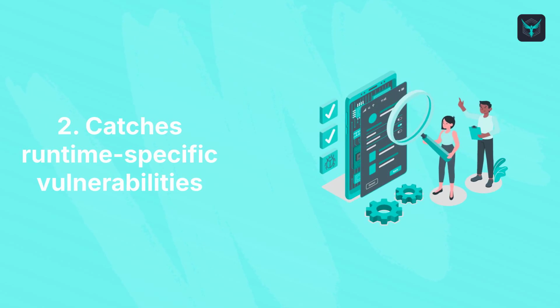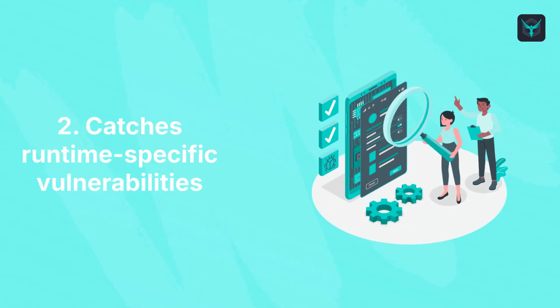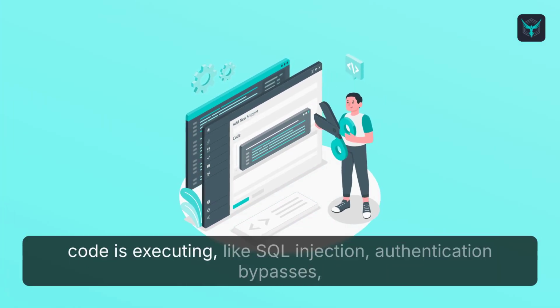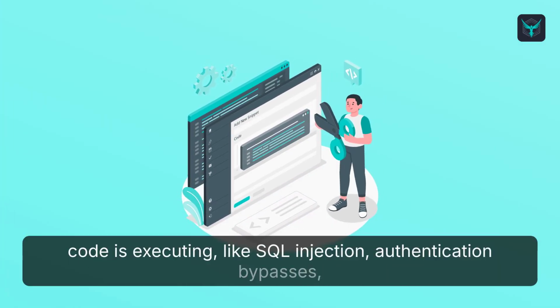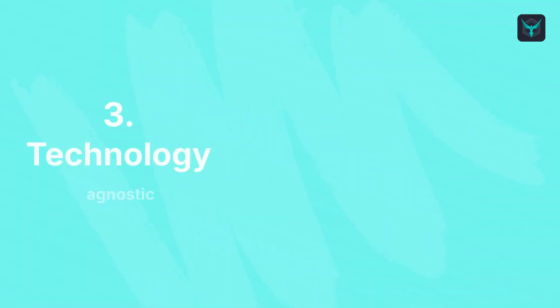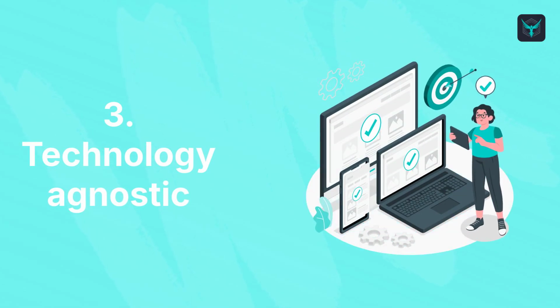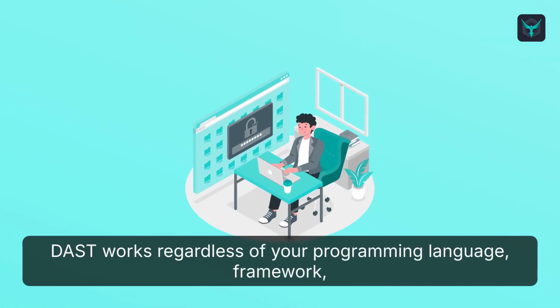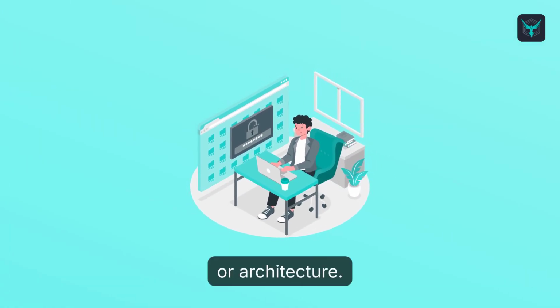Second, it catches runtime-specific vulnerabilities. In other words, issues that only manifest when code is executing, like SQL injection, authentication bypasses, and business logic flaws. Third, it's technology agnostic. DAST works regardless of your programming language, framework, or architecture.